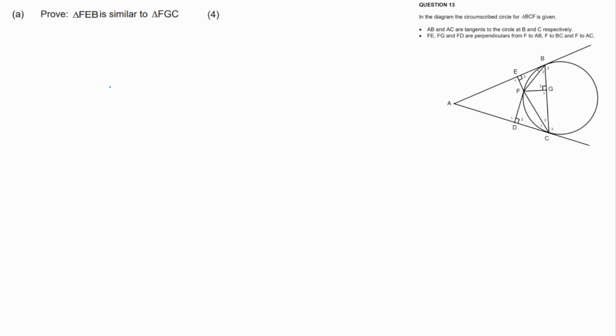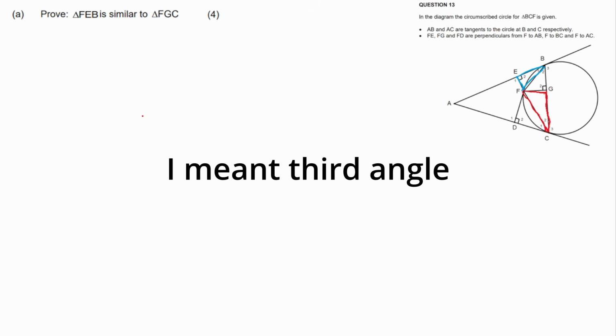Let's have a look at the first question. We have to prove that triangle FEB is similar to triangle FGC. So we're working with these triangles over here. That's the one triangle, FEB, and FGC is this triangle over here. I'd recommend you do something similar to this in your tests or exams, just so we know what we're working with. To prove similarity, we have to be working with angles. We only need two angles. We need to prove that two angles in the separate triangles are equal, because the third angle will follow.